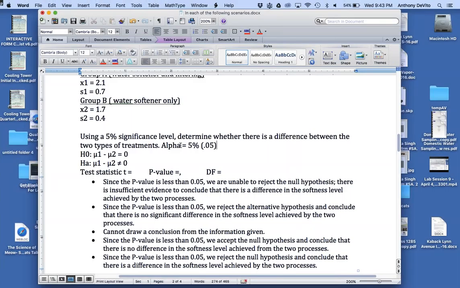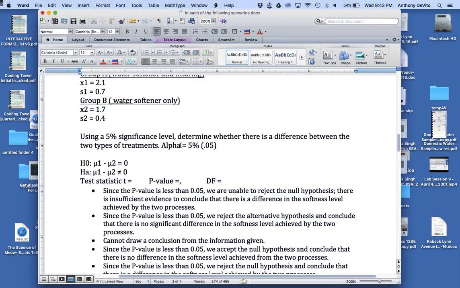So we're going to want to get a significance value or a p-value, a probability of being wrong, that's less than 5%. We're going to want our p-value to be less than 0.05. Okay, there we go.